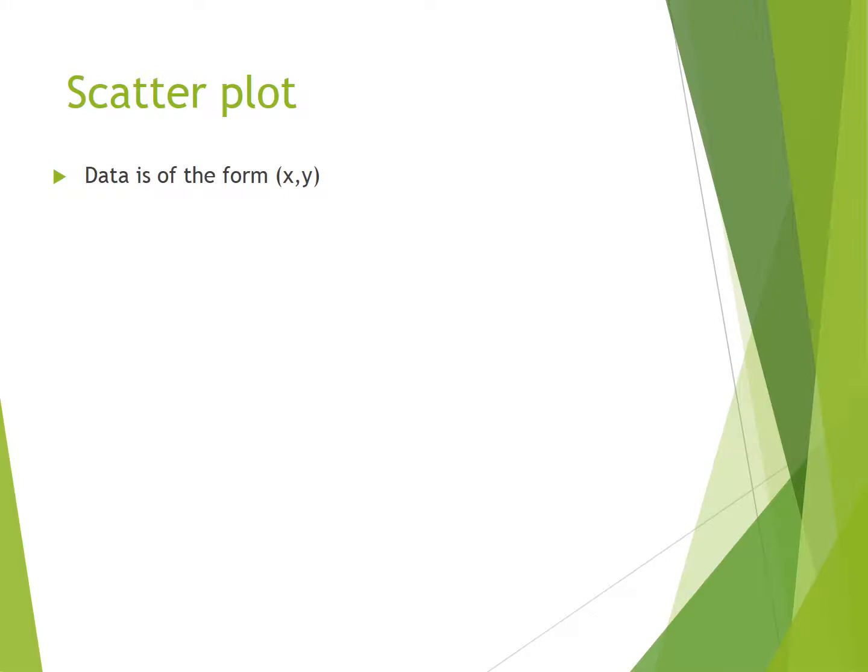The scatter plot is what you saw in high school when you graphed points on the Cartesian coordinate system. You have data in the form of x and y. It's known as bivariate data. So for each sample point, two values are taken, for example, height and weight. And then each data point is plotted on the graph.